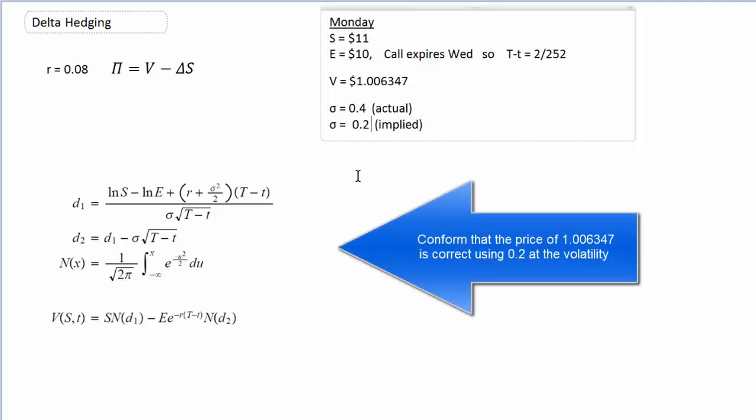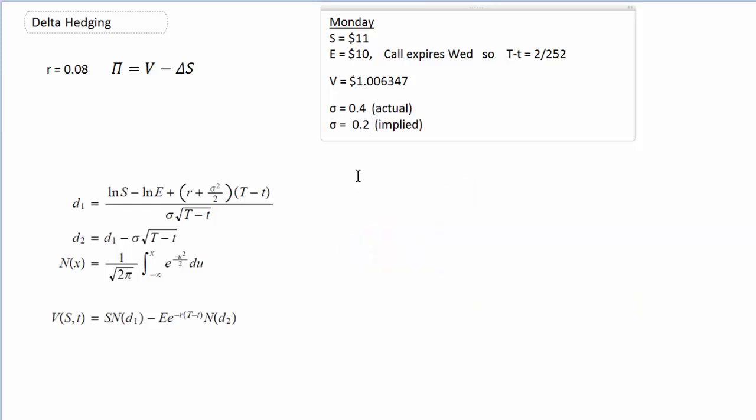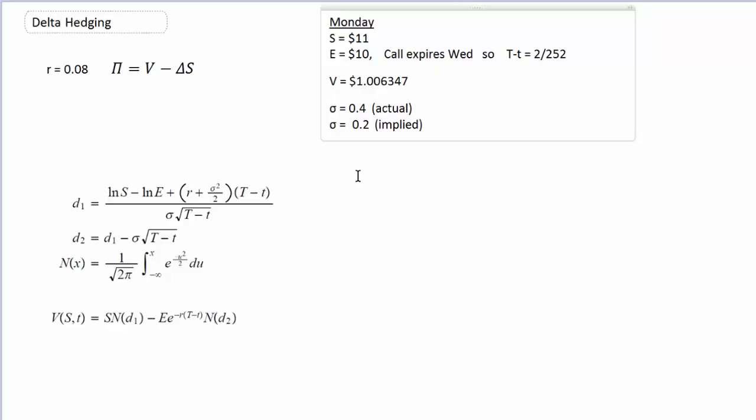So the market thinks that this stock is less volatile than I think. So the market has, in my opinion, underpriced the call option. It should be worth more. So what should I do when they're selling something, this call option, too cheaply? Shut up and take my money. Well, I should buy some. So I am going to buy one of these call options.